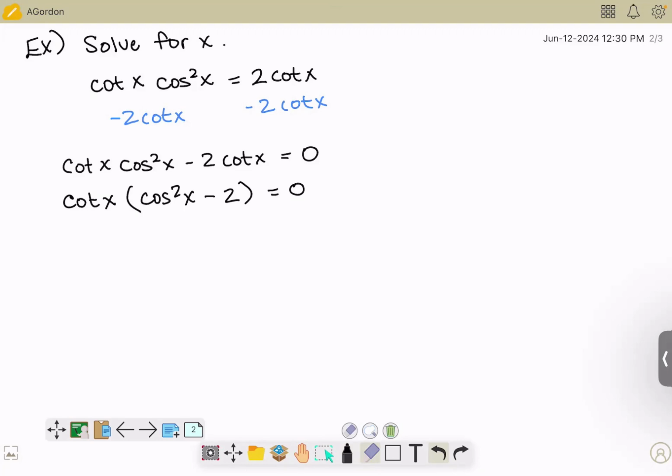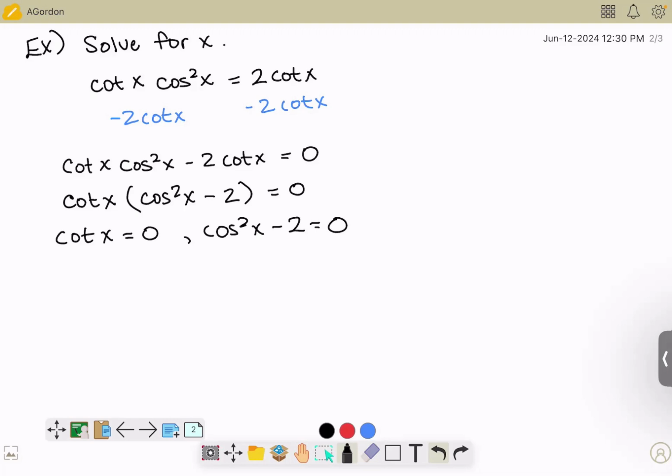If the right side is 0, I can set each of these equal to 0. So cotangent x times that whole parentheses gives me 0. Then it has to be true that cotangent x is equal to 0 or cosine x minus 2, that's everything that was in parentheses, is equal to 0. If the product of these things is 0, one or both of the factors has to be 0. That's the reason we can split that up. So now we've got two little equations and we're going to solve them individually.